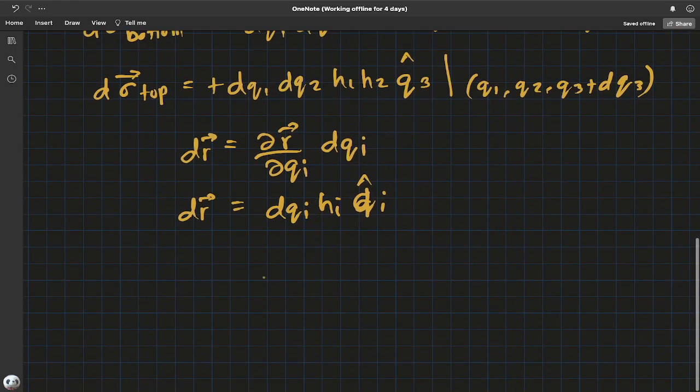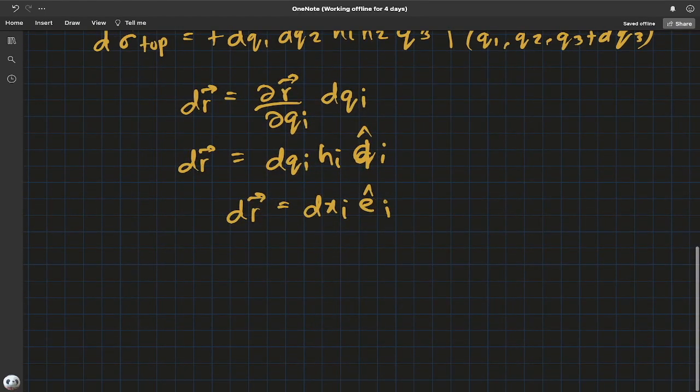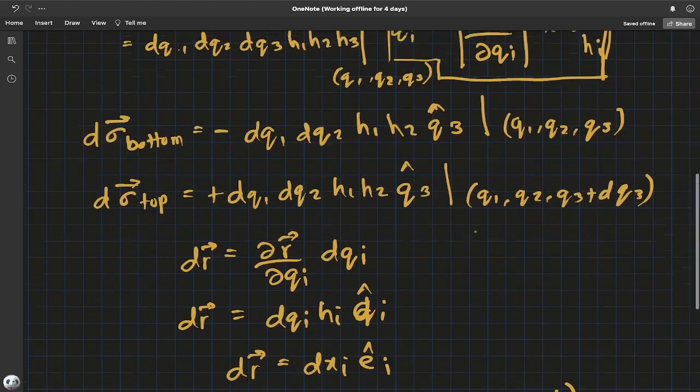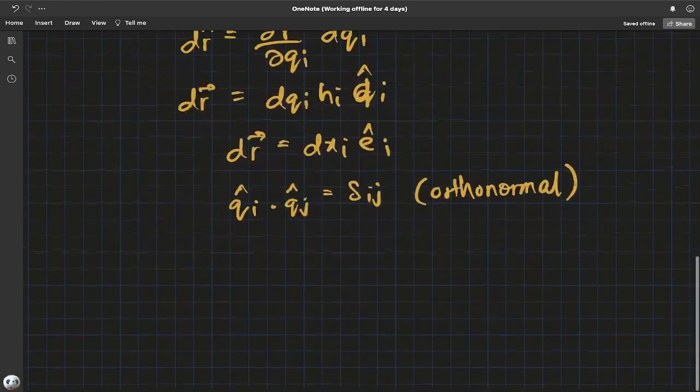I'm just recapping this. This establishes that dr can be represented as dx_i e_i hat. This is the Cartesian system. Whenever I have e_i, those are the standard basis vectors, and therefore it's the Cartesian system. We also have this property that q_i hat dotted with q_j hat is equal to the Kronecker delta ij. This is only because we chose our general curvilinear system to be orthonormal. And that was the role of the scaling factors, basically, to normalize everything.